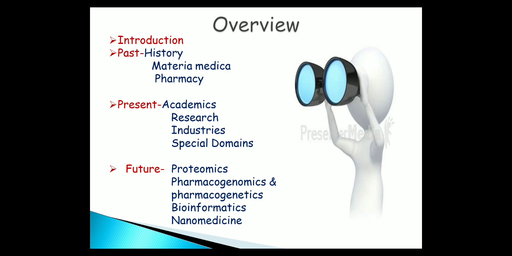Okay, it is included in industries also, the pharma industry and IT industries also. Have you heard about PV, pharmacovigilance? What is meant by pharmacovigilance? Pharmacovigilance is the study of side effects or toxic effects of drugs. So it is also included in industries. Special domains means the pharmacology study is included in forensic pharmacy and labs also, for criminal purposes and all other aspects.